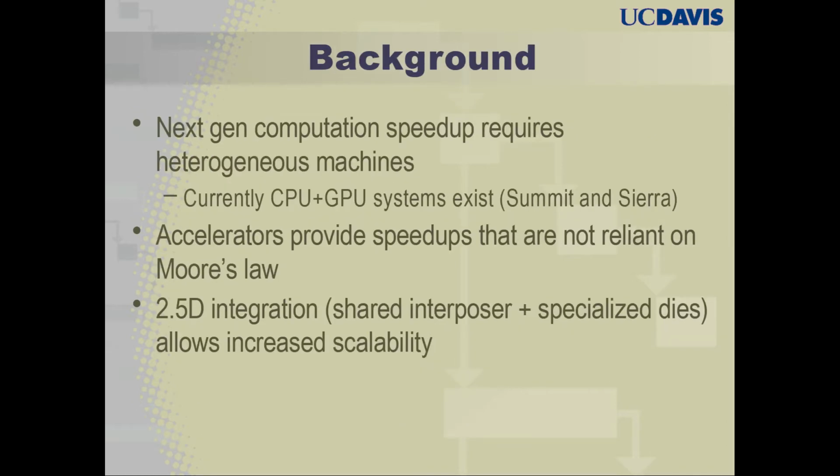So some quick background: these next-gen computation speedups that we want to get in hardware really require some sort of specialization. We've seen GPUs increasingly applied, and accelerators are becoming more and more commonplace. One way to add these in more regularly is 2.5D integration. This is a technique where there's a shared silicon interposer and then specialized dies are added on top, which allows the systems to become generally larger.